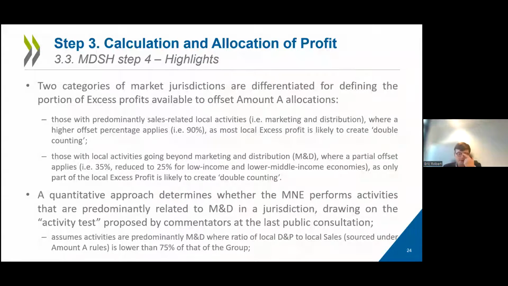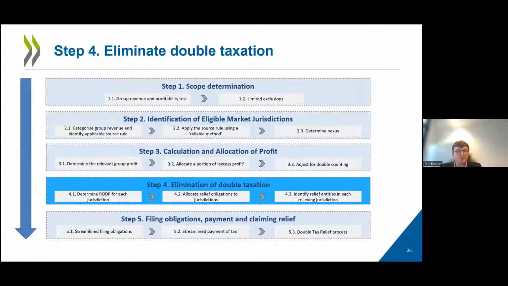The last step that applies to calculate and allocate your amount A profit to a given jurisdiction. And once you've performed this, once you've gone through those rules and you've completed step 3, you basically know how much amount A profit is allocated to each market jurisdiction. And you then need to go to the next step, which has to do with elimination of double taxation. And I will hand it over to Chris.